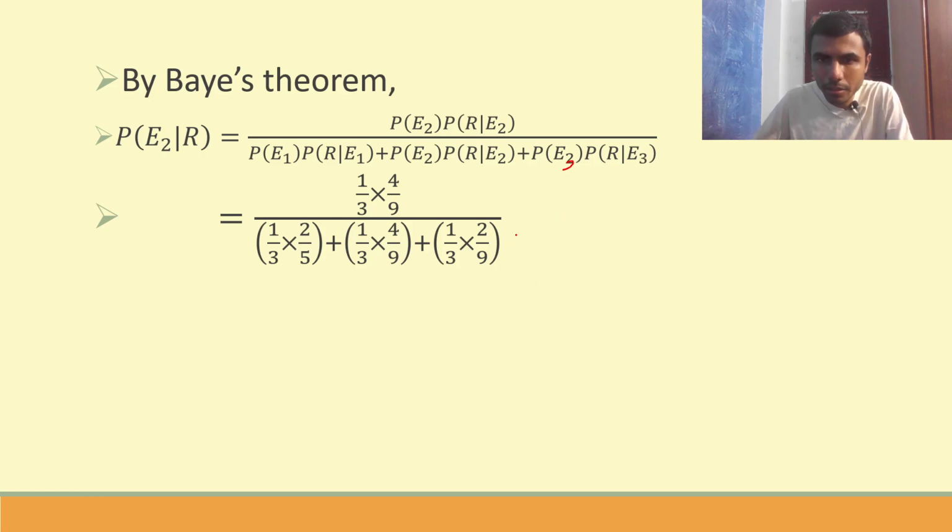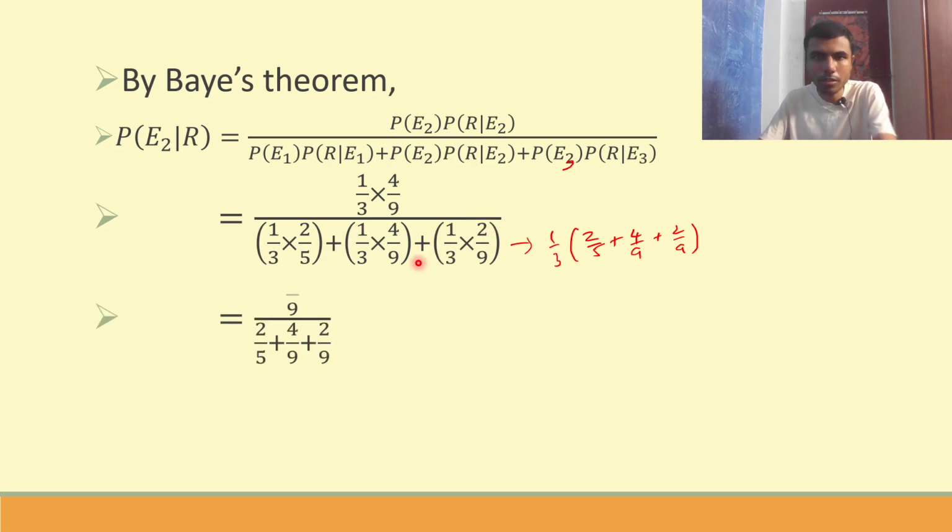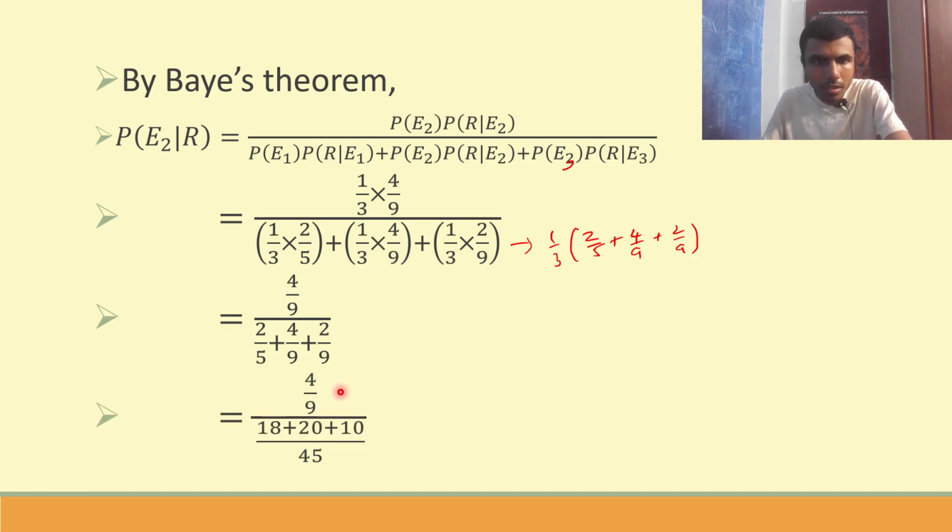In the denominator, you can take 1 by 3 common. If you take 1 by 3 common, then what you would get is 2 by 5 plus 4 by 9 plus 2 by 9. So 1 by 3 cancels. So what you would get is 4 by 9 divided by 2 by 5 plus 4 by 9 plus 2 by 9. Now here the LCM is 45.